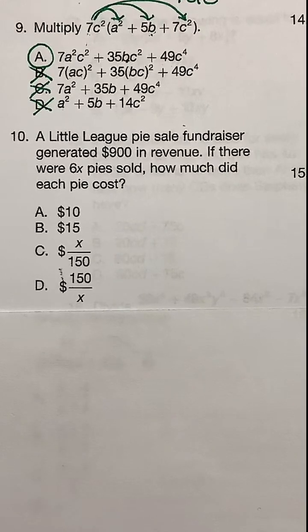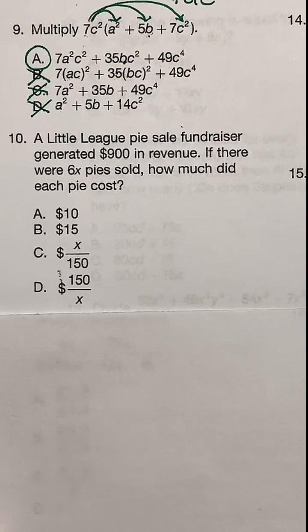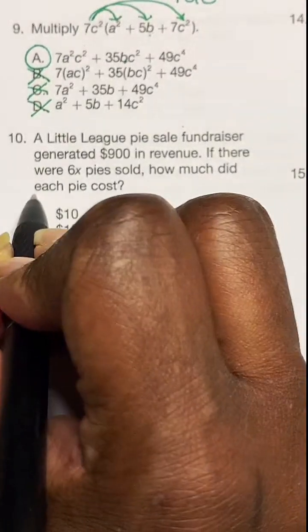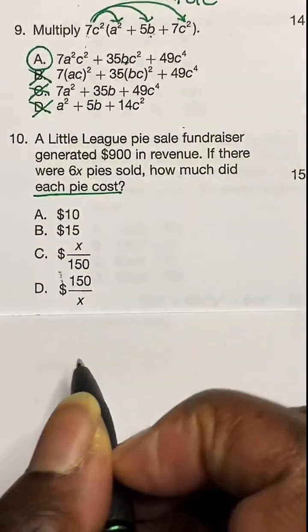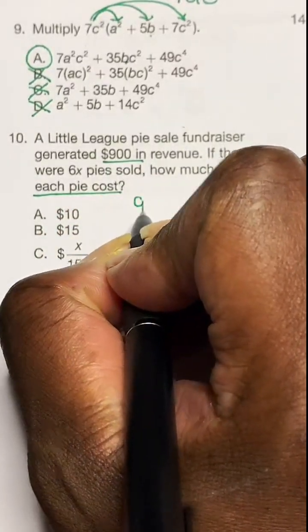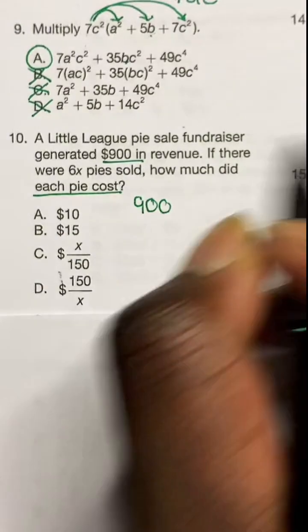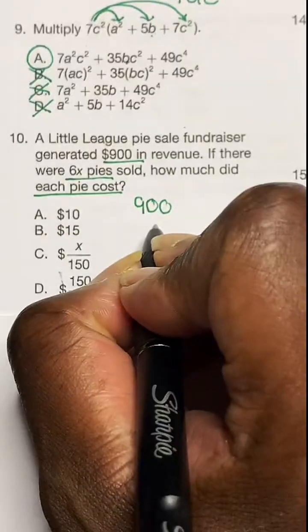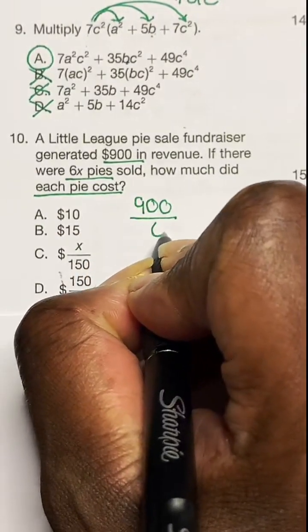We got C. We got D. I know there's a lot of people that are not sure. That's why they're not putting anything down. So let me show you real quick. All right. If we want to find how much each pie cost, that means we're going to take our revenue, which is the 900, and we're going to divide by the pies sold, which is 6x.